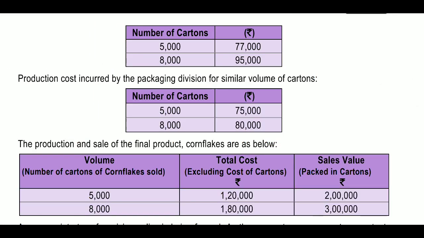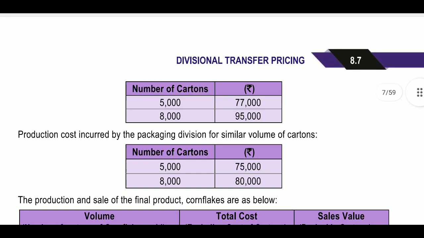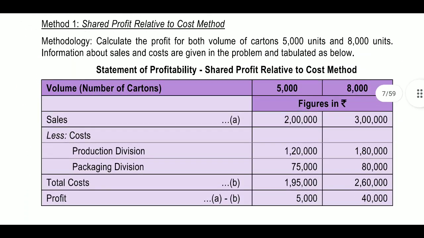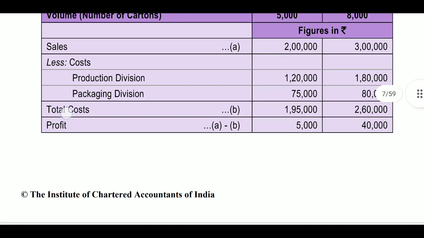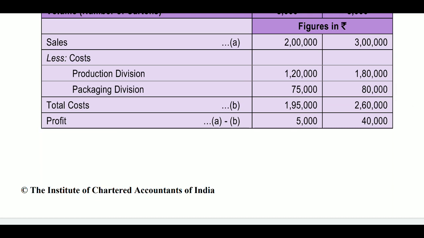We are calculating the cost method. We will add the cost incurred. Total cost will be 1,95,000 and 2,60,000. Profit will be 5,000 and 40,000.